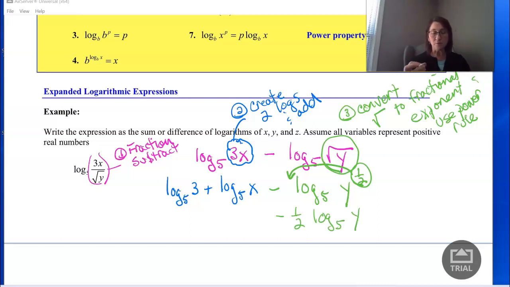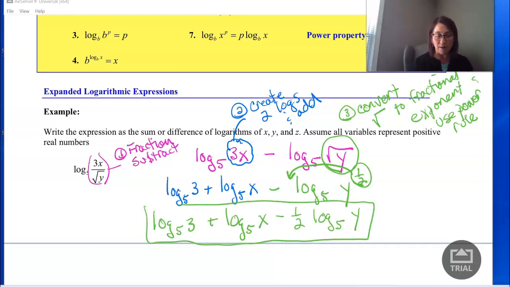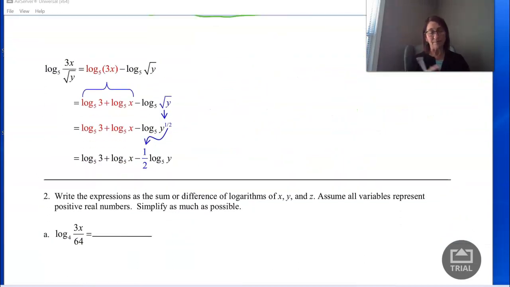The other 2 logs, I can't do anything with them, so I'm just going to copy them over: log base 5 of 3 plus log base 5 of x. This is the expanded form of that log. They're exactly the same thing.